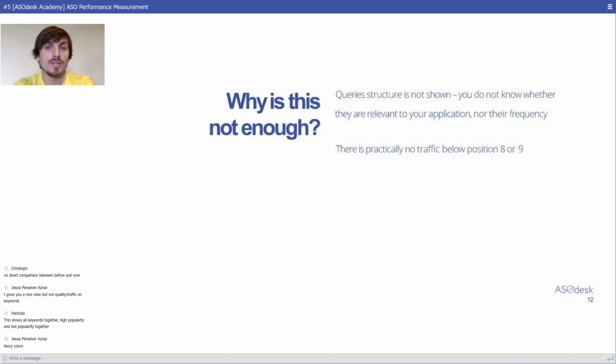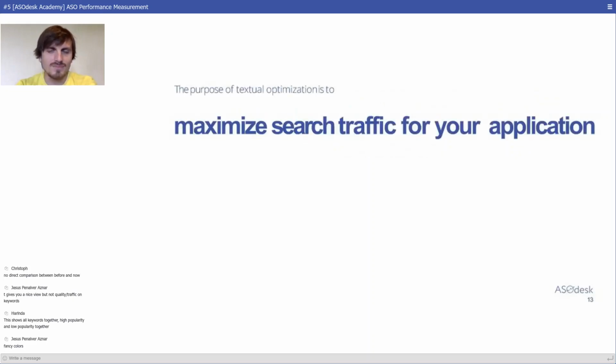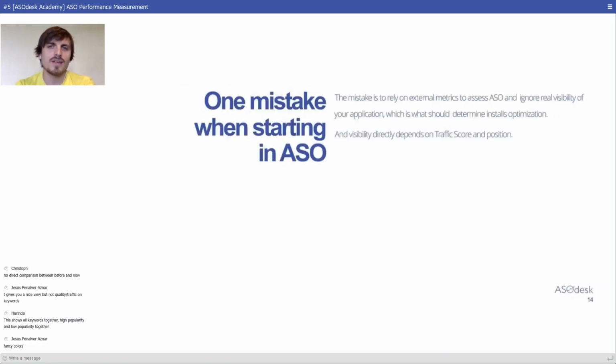And plus there is one very important point, that there is practically no traffic below position 8 and 9. So we have very fancy colors, but we have no understanding whether these keywords are converting users to our app or not. And we know perfectly that App Store optimization is about maximization of the search traffic to our application. So that's one of the mistakes of the people who are doing App Store optimization.